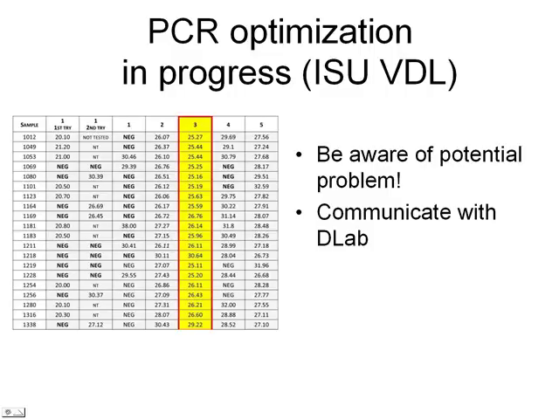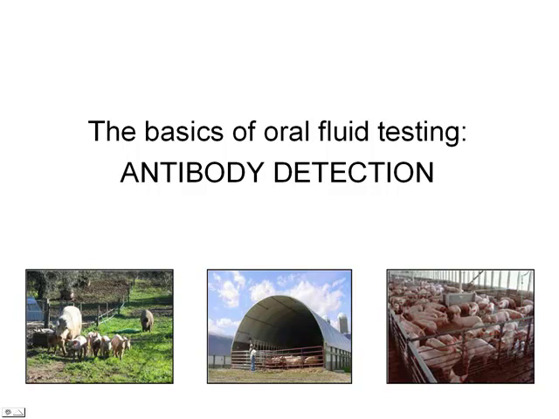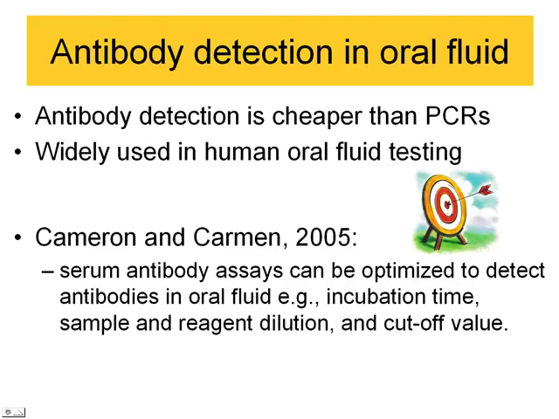So now we'll switch and talk about antibody detection. It's obviously cheaper than PCR, and we like that about it. And it's widely used in human oral fluid testing. Actually, with the HIV example, they were implementing HIV testing with antibodies before PCR was really commonly available as a diagnostic method. It was still just in its infancy and more of a research technique back then.